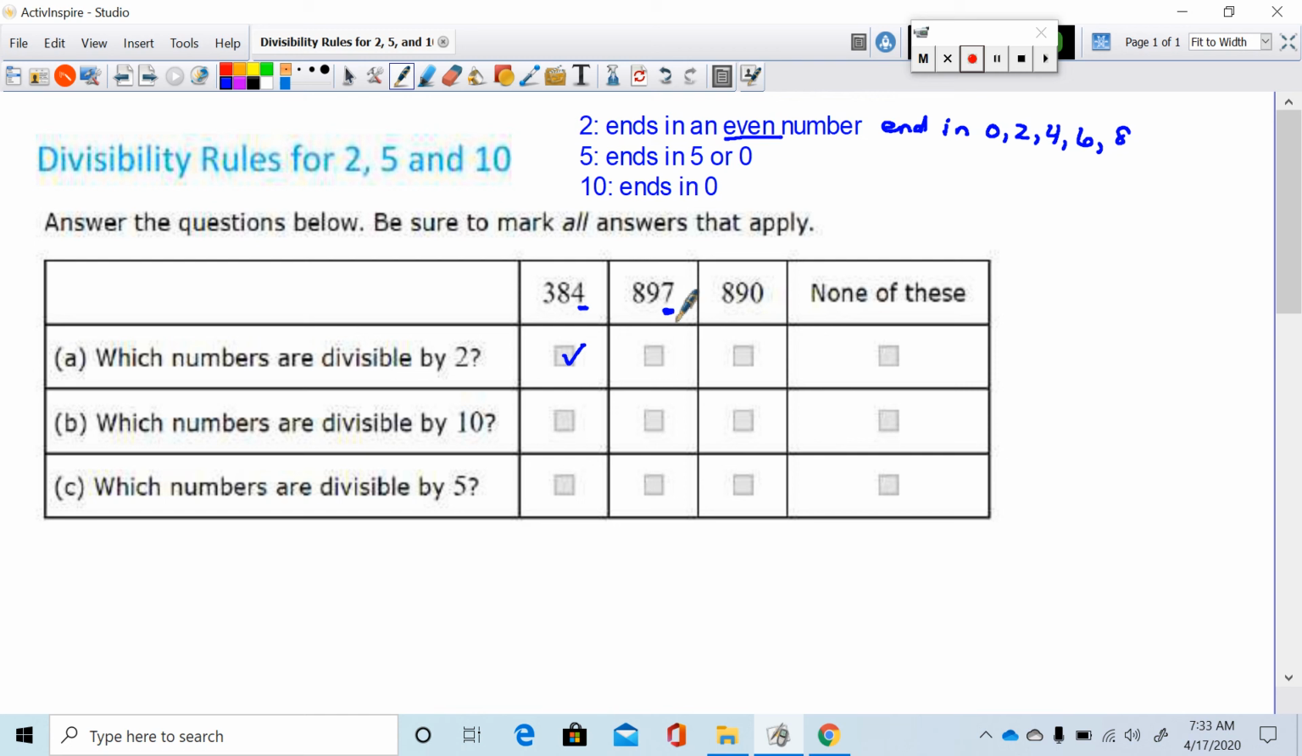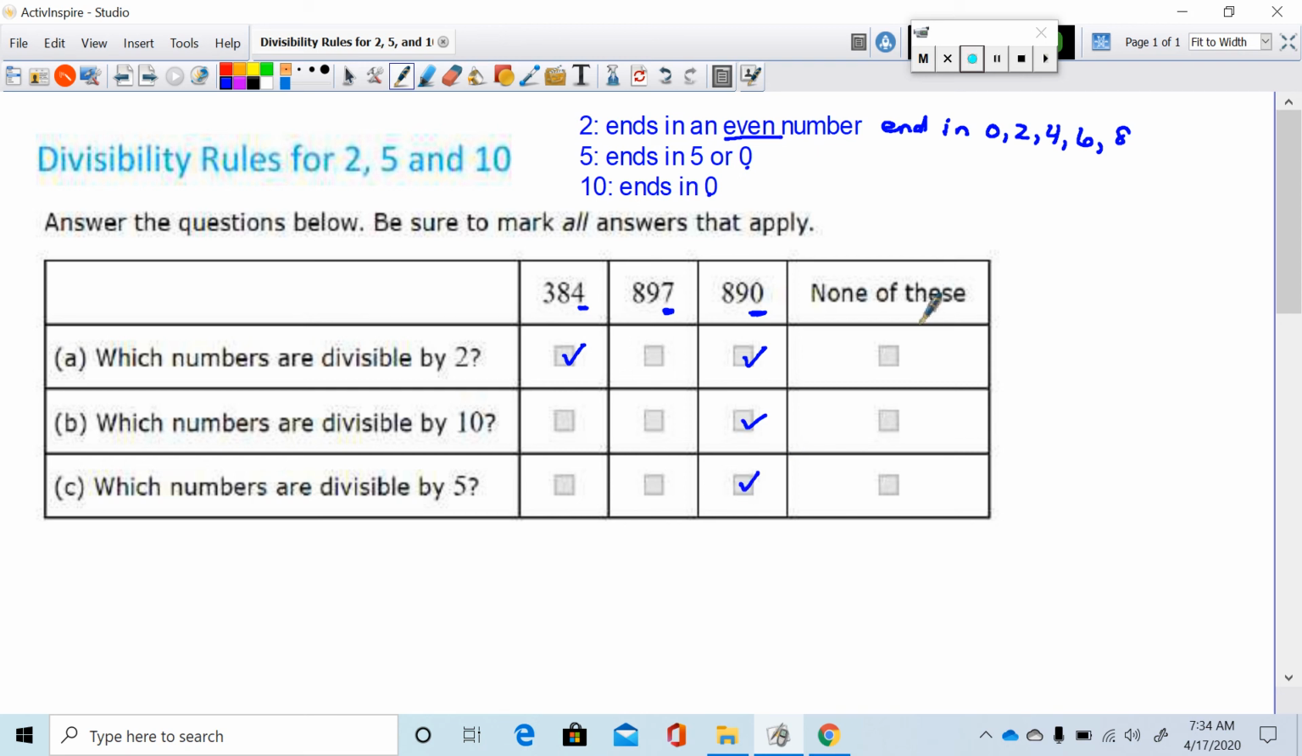897, okay, that 7 is not a 2, 4, 6, or 8, so it's not divisible by 2. And it doesn't end in 5 or 0, so it's not divisible by 5 or 10. So this doesn't check off any of the boxes. Okay, you have 0 at the end, so that's divisible by 2. And you have 0 at the end, so it's also divisible by 5 and 10.